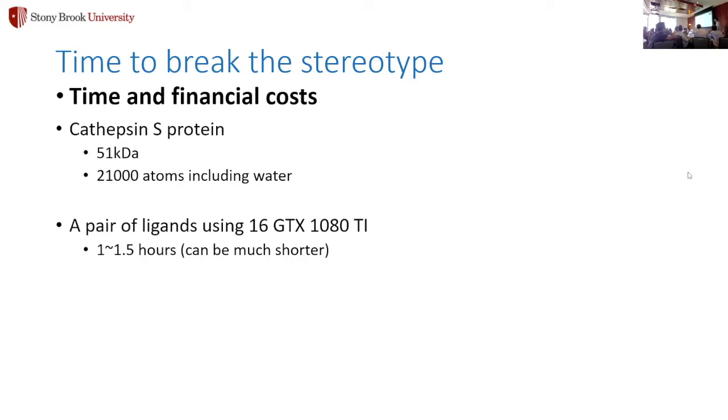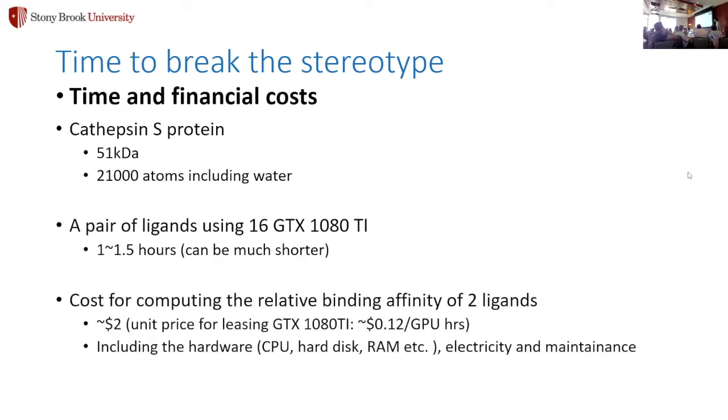So it's still a huge investment. But if we map it to the financial cost, I checked out the recent cost of leasing this GPU. It's just $0.12 per hour. So it just takes us $2 to do a pair of scans using free energy calculation.